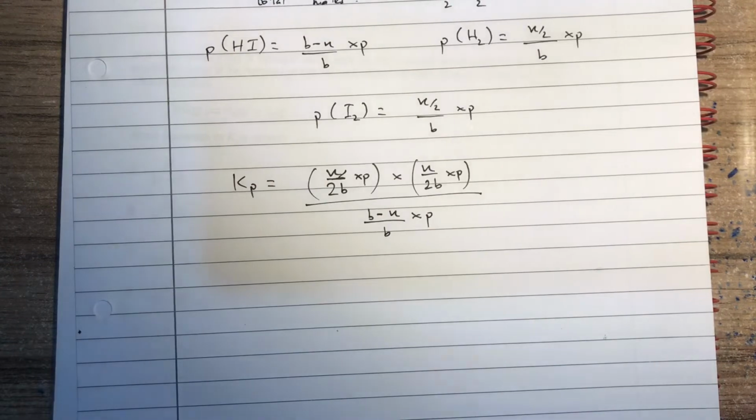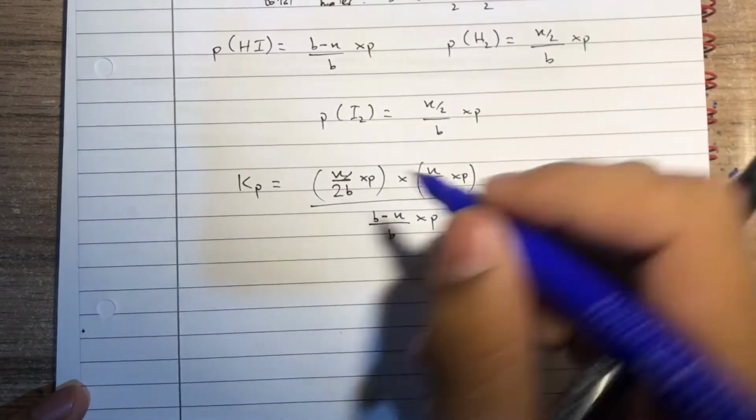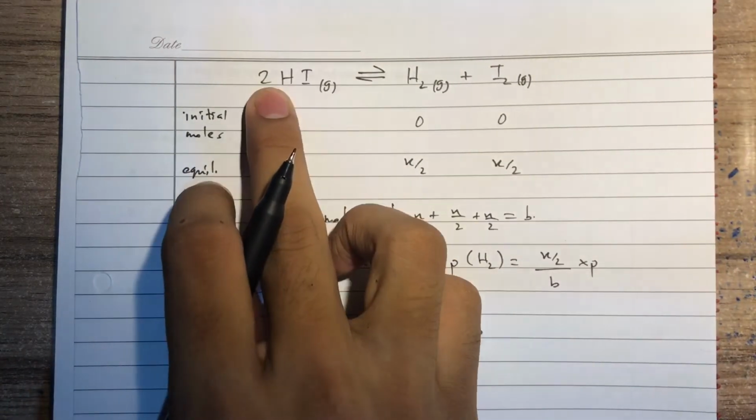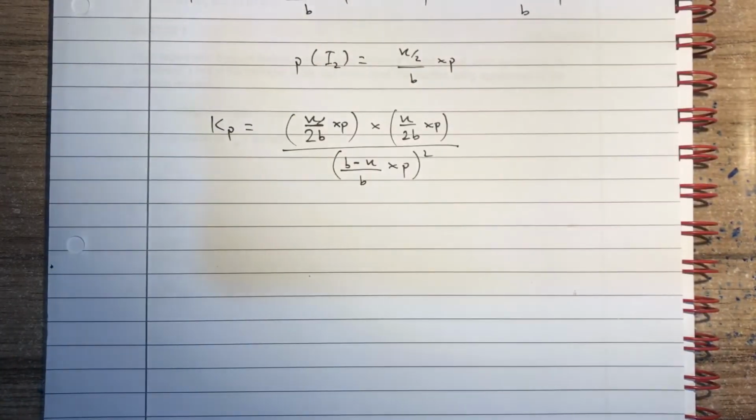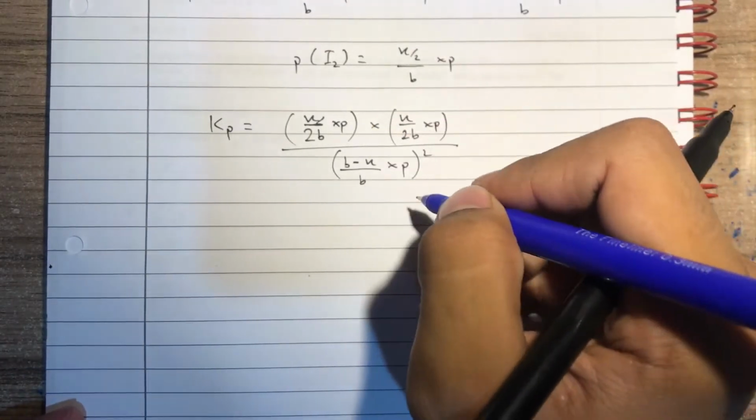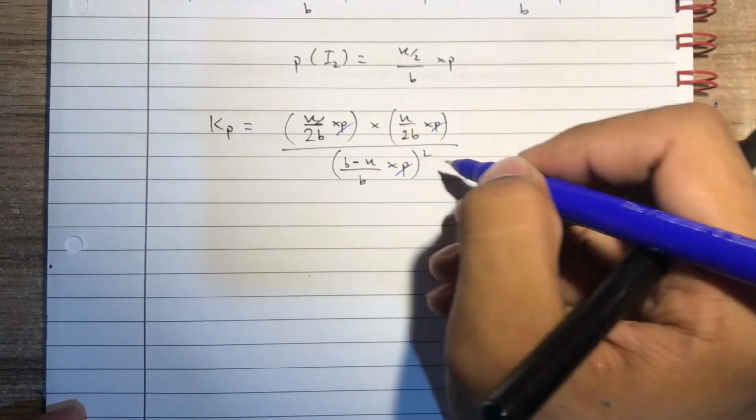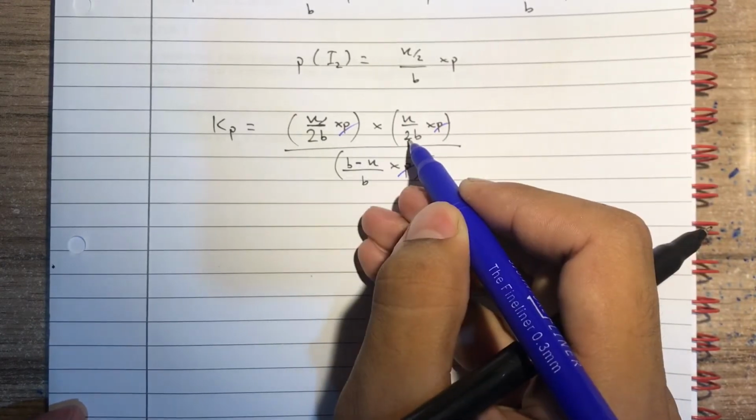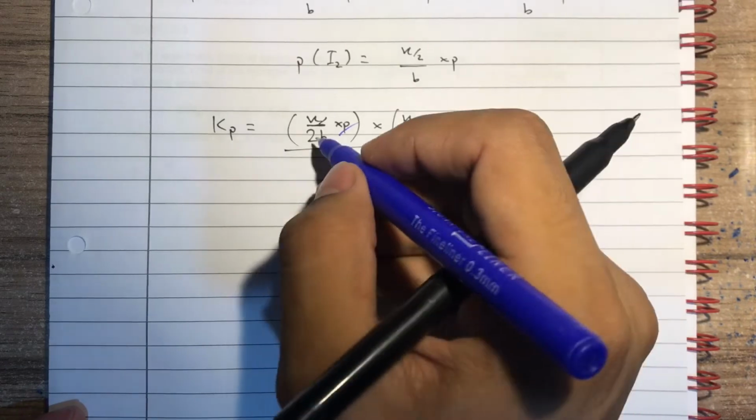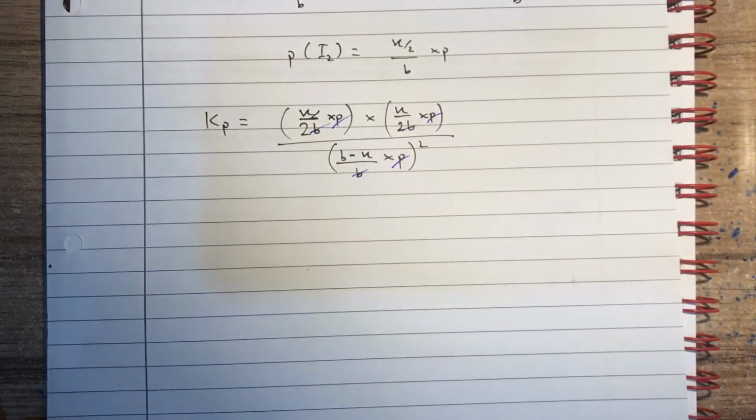Now over here, this will be squared because we have 2 moles of hydrogen iodide in the equation. So when you square this, we'll have P square in the numerator and P square in the denominator, so the P's will get cancelled. We'll have B square in the numerator's denominator and B square in the denominator's denominator, so the B's get cancelled.